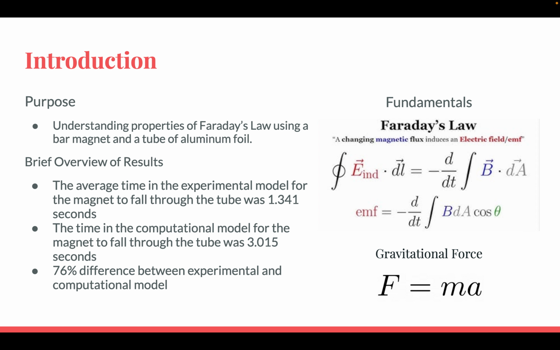A brief overview of results. In the experiment, the average time it took for a magnet to pass through a cylindrical tube of aluminum wrapped around a paper towel roll was about 1.34 seconds. Meanwhile, the computational model predicted that the magnet would pass through in about 3.02 seconds, making a strong difference between the two results, which we will discuss later.